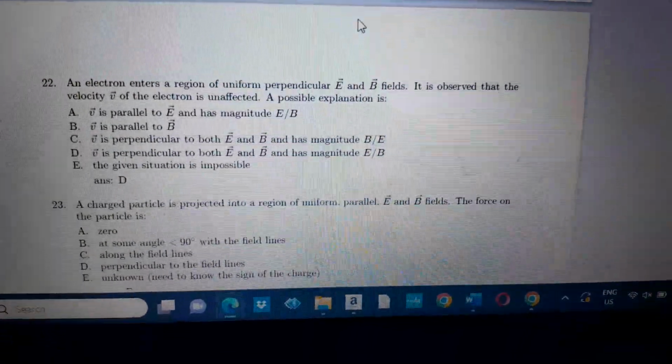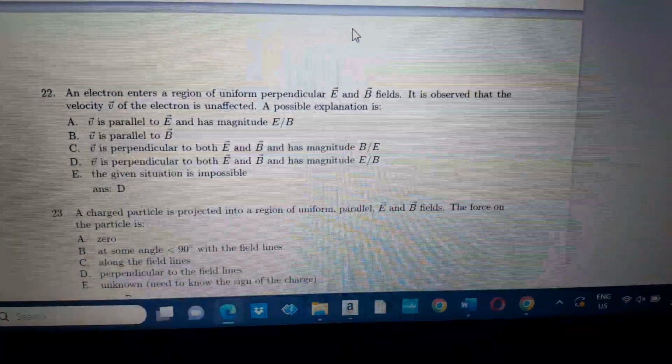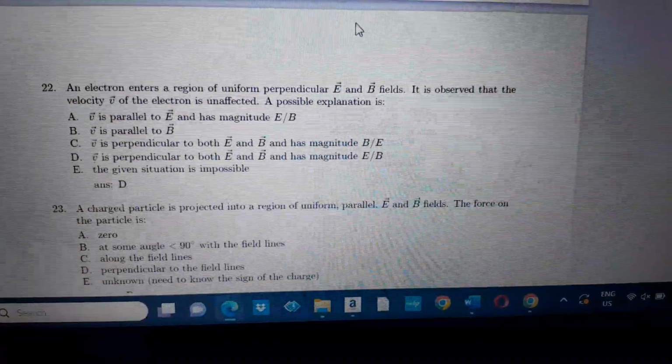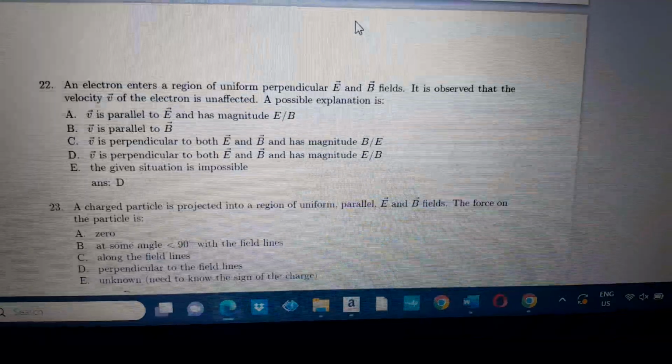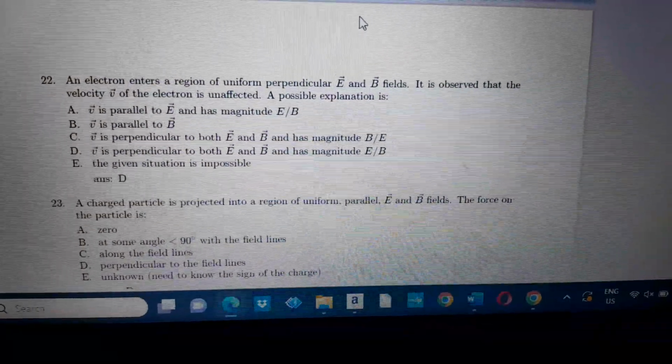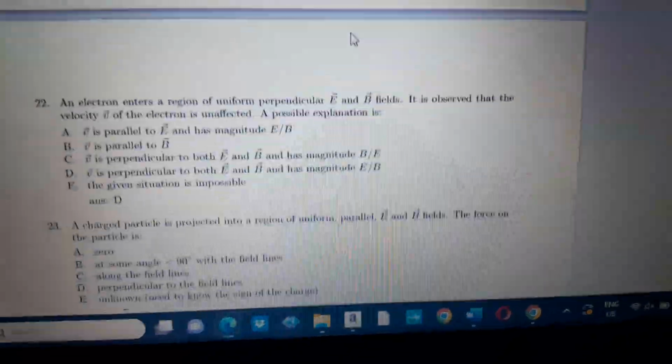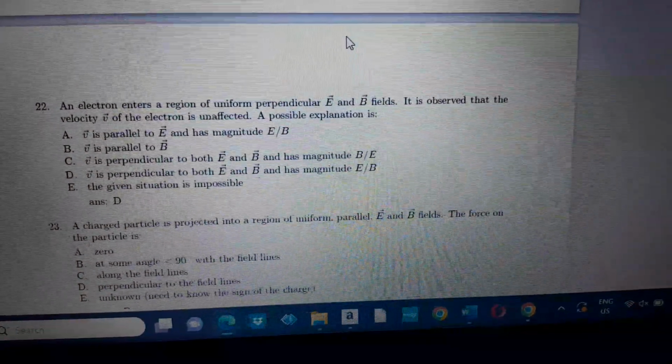So an electron enters a region of uniform perpendicular E and B fields. It's observed that the velocity v of the electron is unaffected. A possible explanation is D. v is perpendicular to both E and B and is a magnitude of E over B.